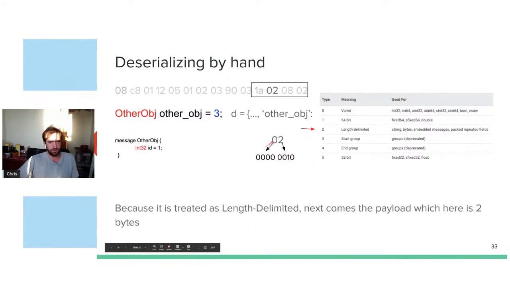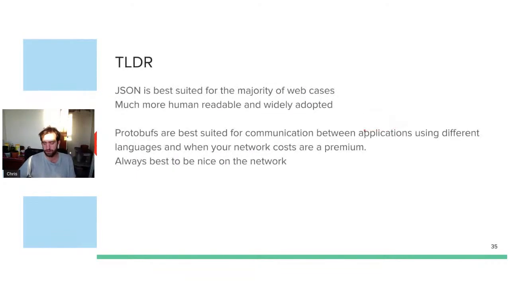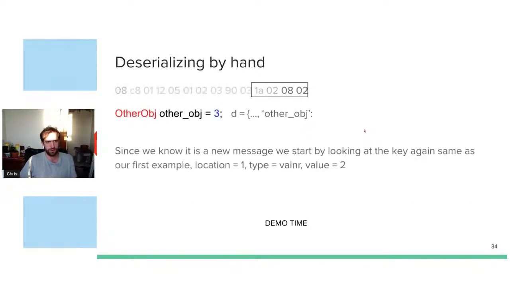Now, looking, we see there are 2 more bytes we need to read, but what do those represent? Finally, it looks very similar to our first byte. We have an ID that is of int32. 08 is the first field, similar to our first field, and then 02 is the number 2 as we defined, in our case, our other object. I'm not going to flip back, but that was exactly the number 2 that we set.